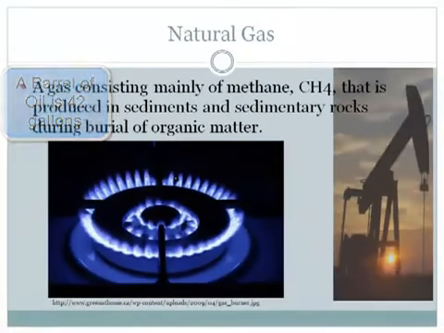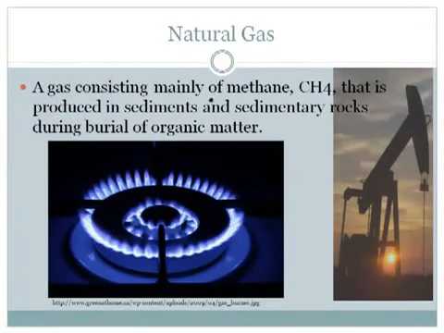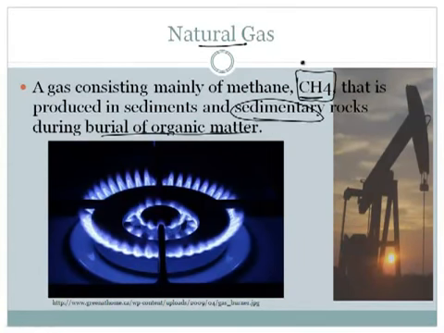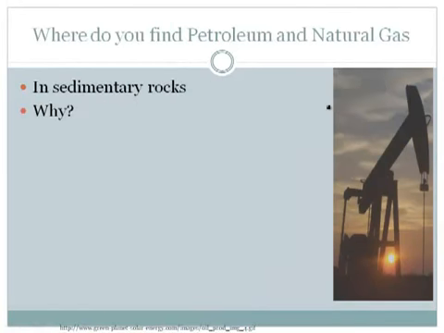Also involved in this is something called natural gas. It's a gas consisting mainly of methane. Methane is the molecule CH4, that's carbon connected to 4 hydrogens, that is produced in sediments and sedimentary rocks during burial of organic matter. One thing you're going to notice about natural gas and petroleum is that there's something about sedimentary rocks, and we already learned about that. This picture right here at the bottom is us burning natural gas. If you've got a gas stove, it most likely burns natural gas. That's the most common use.